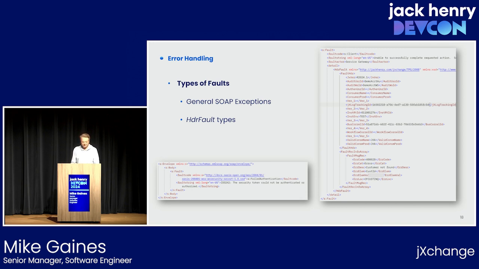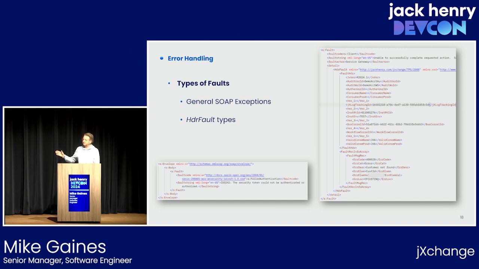So, error handling and faults. You're going to generally get two types of faults. You're going to get a general SOAP fault that's going to come from the jXchange gateway itself. There's a communication error. There's an authentication error, which is the example I have here, where your account's not valid. This is an Active Directory error, actually. It's telling you that something's wrong with your username or password.